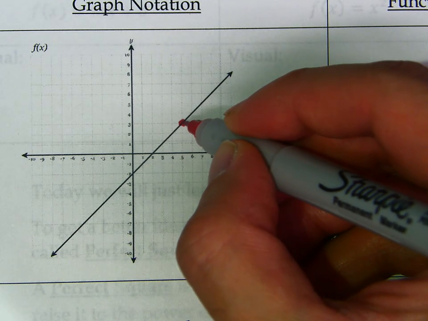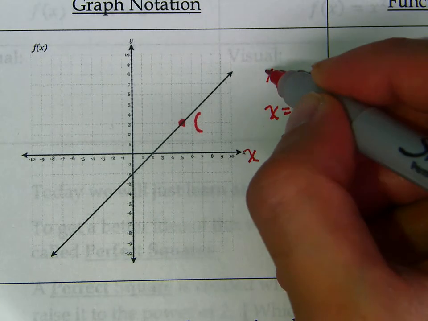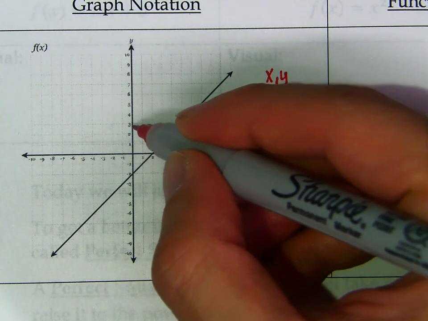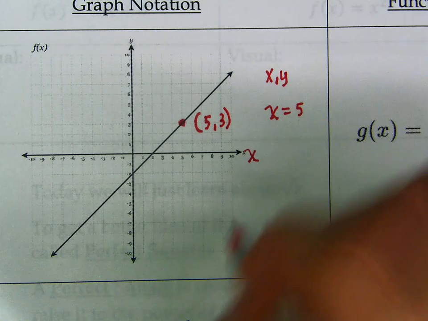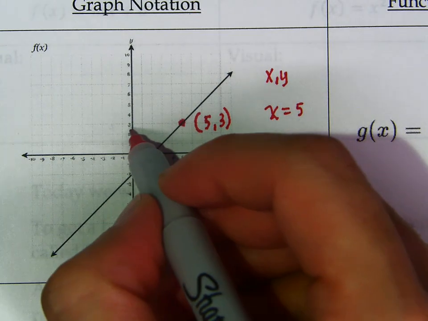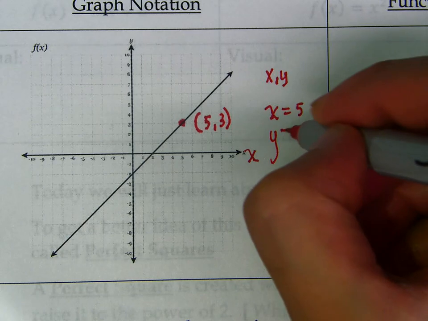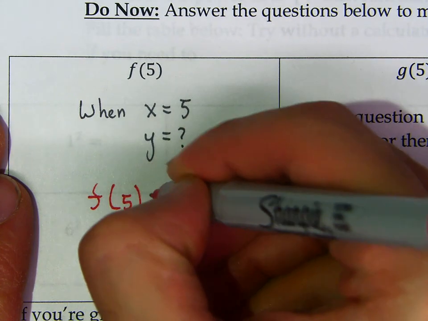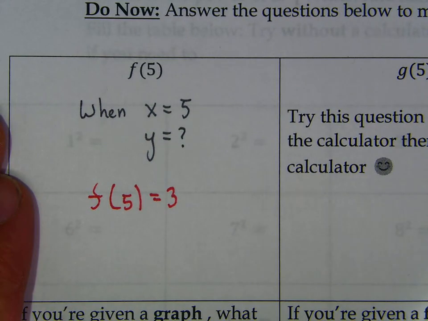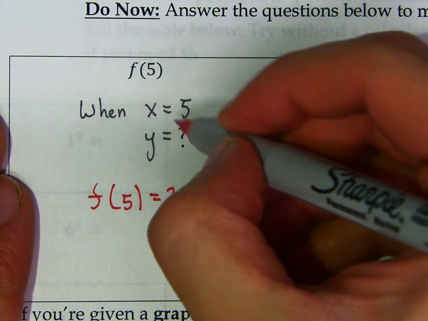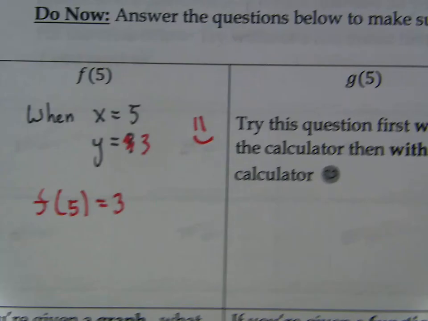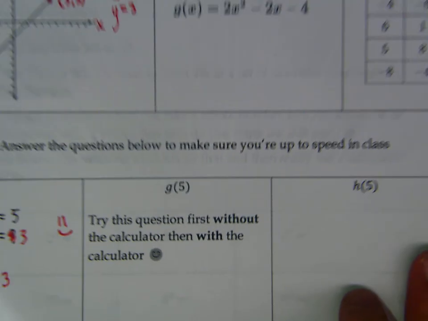That's my point. So you see my point is some x comma y. So my x is 5. What's my y value? It looks like it's 3, right? Because here it's going to that y value of 3. So my y equals 3. So then what can I say? I could say f of 5 equals 3, right? That's what it is. But what does this 3 represent? It represents our y value. All right. What about g of 5?